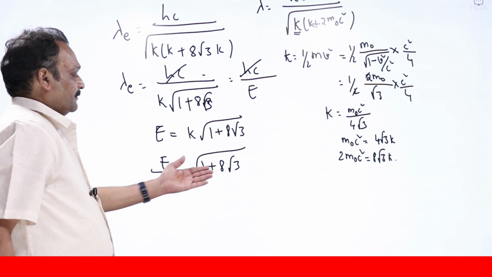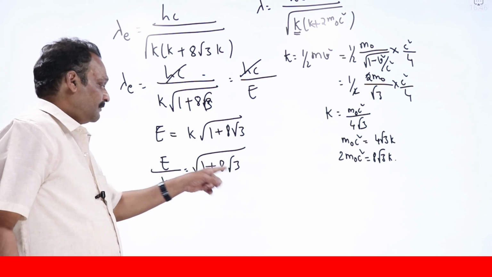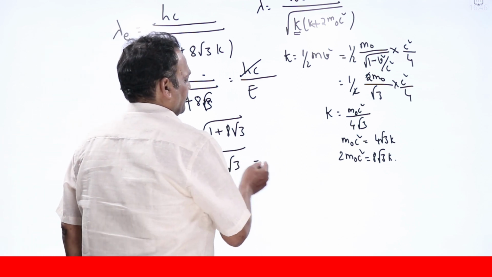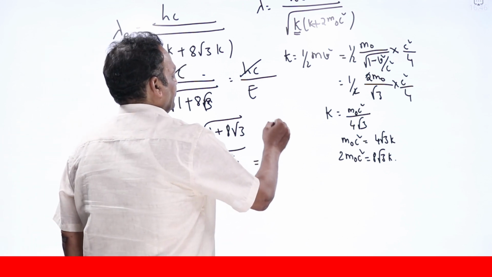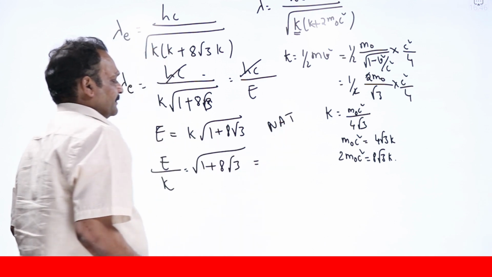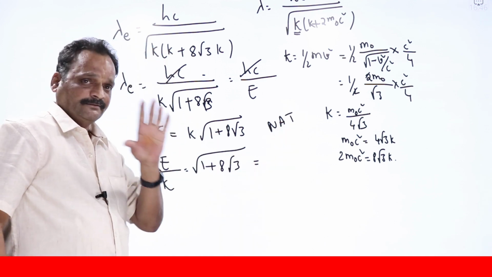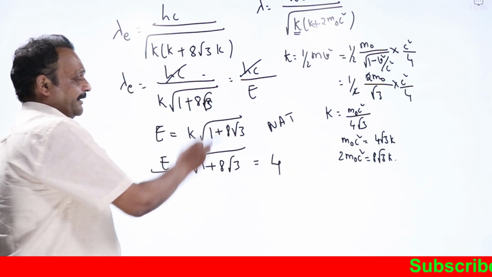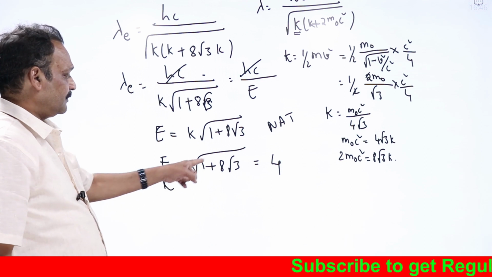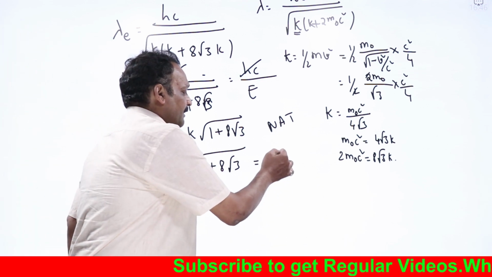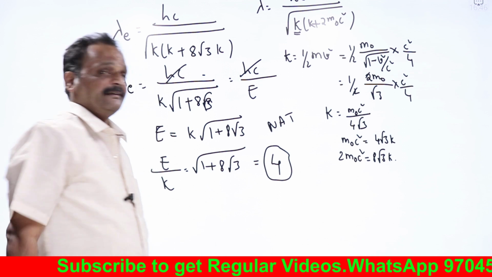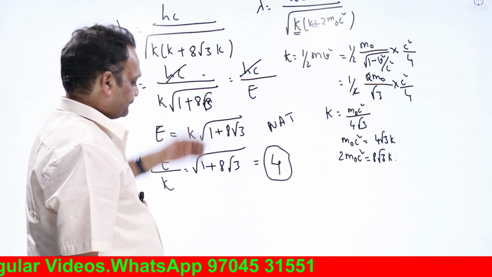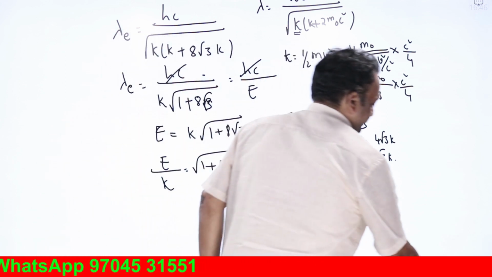So root 3 is 1.732. 8 into 1 plus root 3, 4. This approximately comes to around 3.8. This is also a numerical answer type question. In the system you are allowed to use that numerical calculator. So you'll get roughly around 4, around 3.8 or 3.9. So what is the nearest integer? It's around 4. This is another good problem. Now we'll see the next problem.